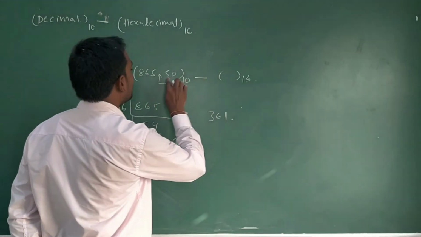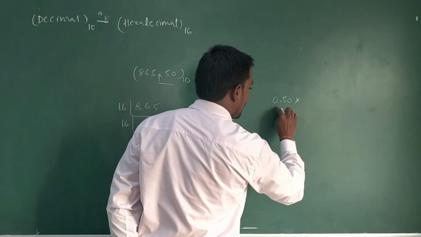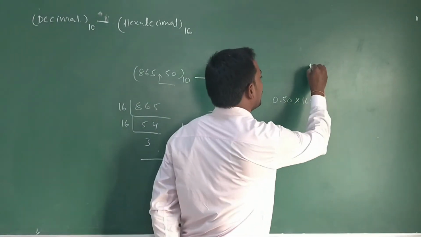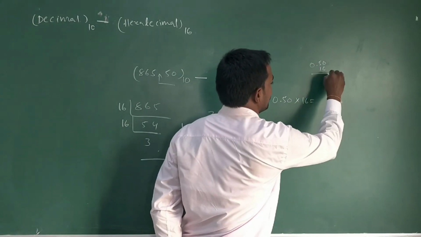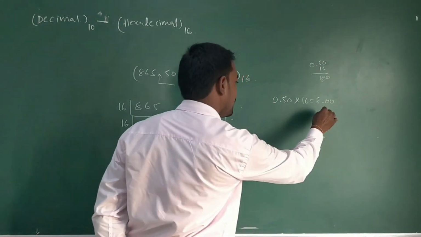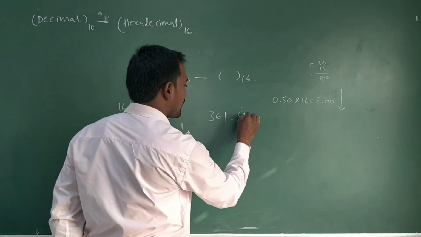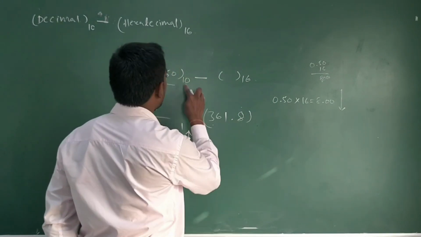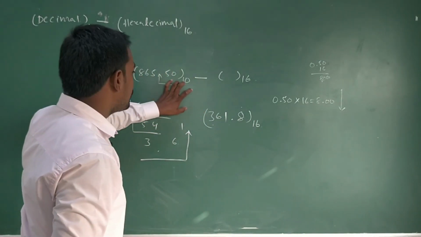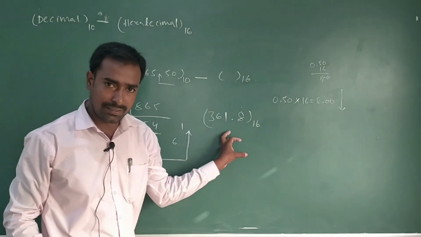And here the 0.50 will be multiplied by 16. Then we get 0.50 times 16 is equal to 8.0, and we take this like this and we will get 361.8. So this is the equivalent hexadecimal number. The decimal number 865.50 is equal to the hexadecimal number 361.8.